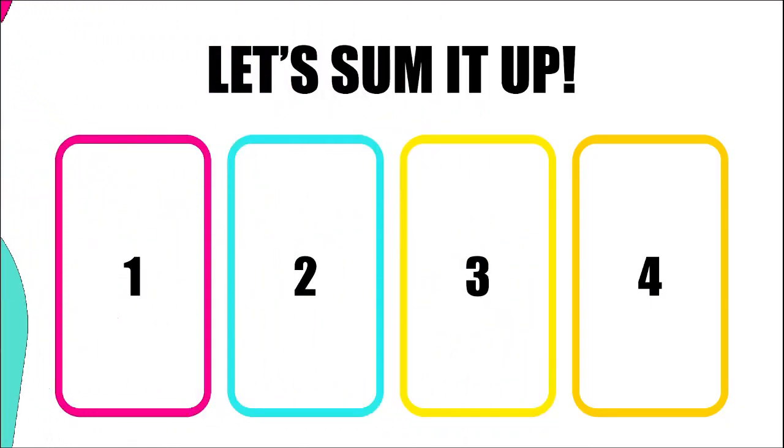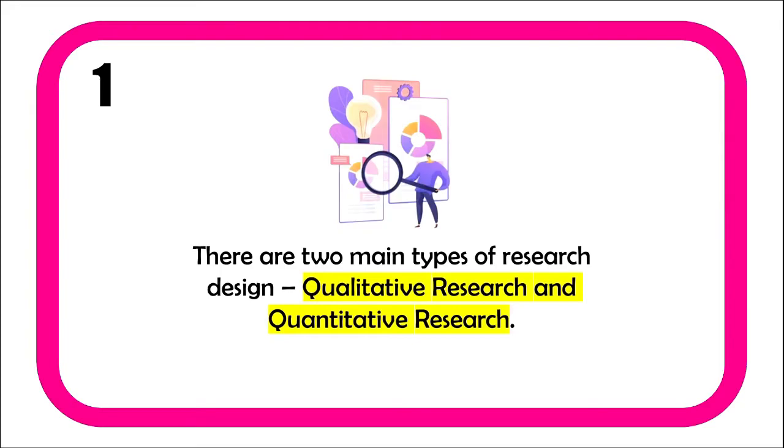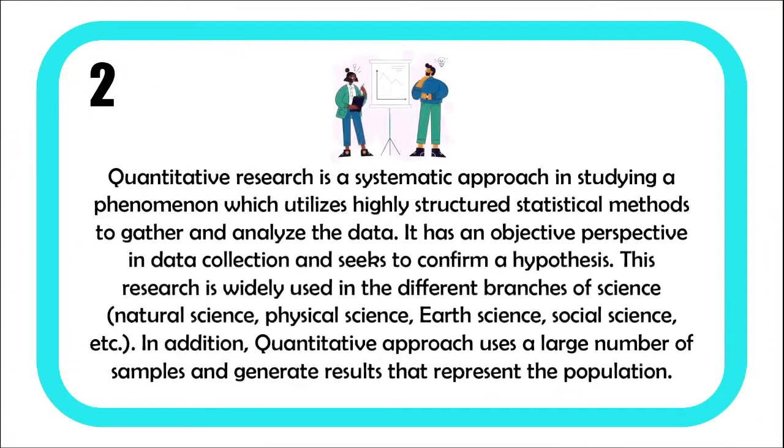Excellent job! You were able to complete all the activities provided to sharpen your comprehension in this lesson. Let's sum it up. There are two main types of research design: qualitative research and quantitative research. Quantitative research is a systematic approach in studying a phenomenon which utilizes highly structured statistical methods to gather and analyze the data. It has an objective perspective in data collection and seeks to confirm a hypothesis. This research is widely used in different branches of science. In addition, the quantitative approach uses a large number of samples and generates results that represent the population.